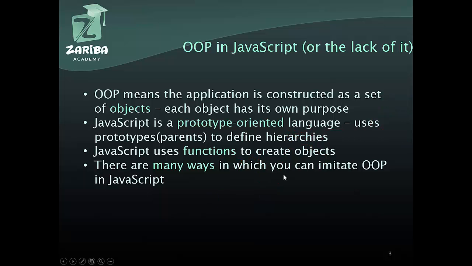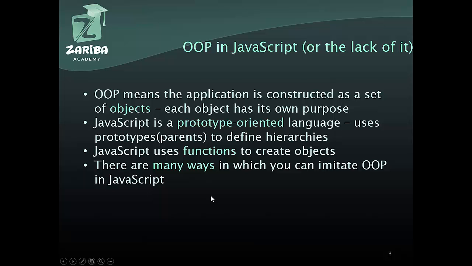JavaScript uses functions instead of keyword classes and so on. Everything in JavaScript is a function, and there are ways to imitate classes, but we have to use functions to do that. There are many ways in which you can do that in JavaScript. I've decided to show you the so-called classical way, but there are a lot more, I think at least 10, 20, depending on libraries which you get, they can be even more.